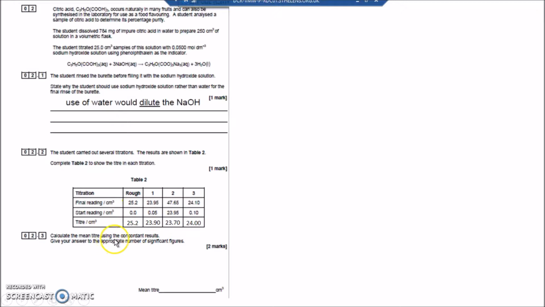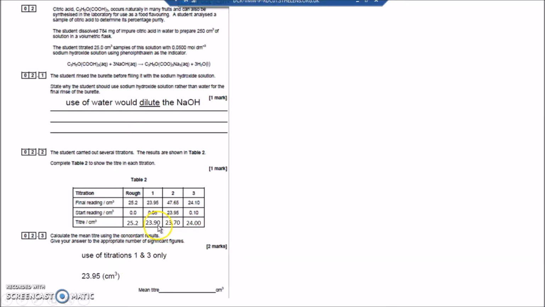What is meant by concordant results? Concordant results means that the results are no more than 0.1 apart from each other. So calculate the mean using 2 concordant results. Any 2 that are no more than 0.1 apart from each other. So that's 1 and 3. Titer 1 and titer 3 are 0.1 apart. So I'm going to use titer 1 and titer 3 and ignore the others that are further apart than 0.1 from these 2, and so they're not concordant. So 1 and 3 are concordant. Use of titrations 1 and 3.